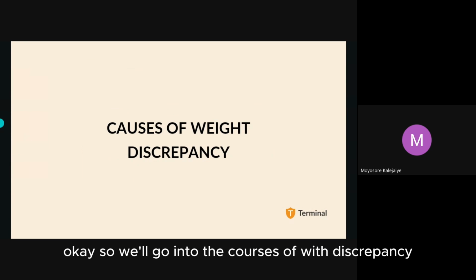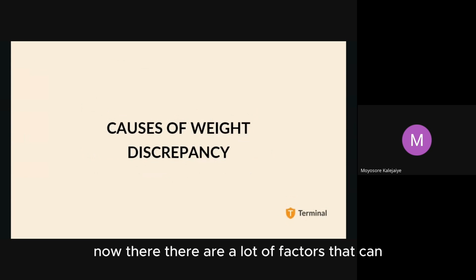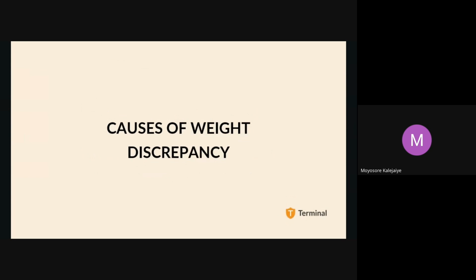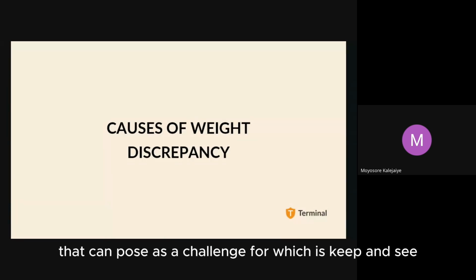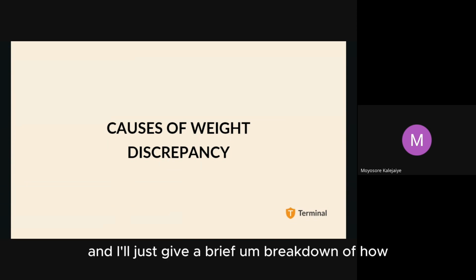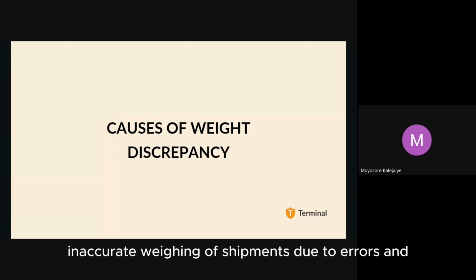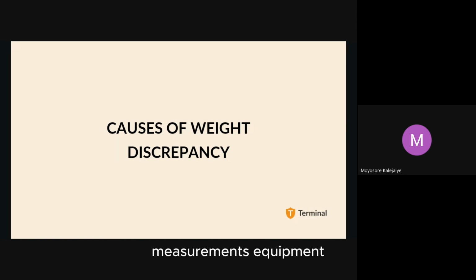Okay, so we'll go into the causes of weight discrepancy. Now, there are a lot of factors that can pose a challenge for weight discrepancy, but I have highlighted three. The first one is human error, and I'll give a brief breakdown of how it can affect weight discrepancy. Measurement errors. This would mean inaccurate weighing of shipments due to errors in measurement equipment or human error during the weighing process.